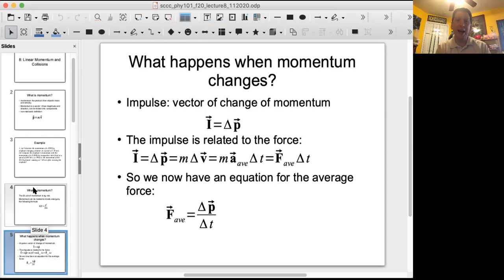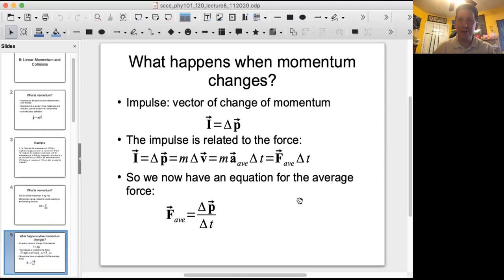From the average acceleration being equal to delta V over delta T, you can also write the impulse as being equal to the mass, m, times the average acceleration times delta T. And of course, the mass times the average acceleration is equal to the average force. So you can write the impulse not just as delta P, but also as the average force times delta T.